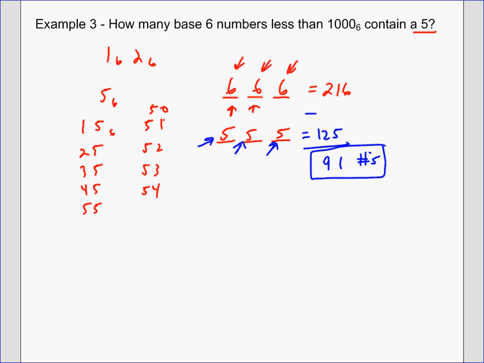Again, it's called complementary counting. How many total are there? How many don't have what you want? So how many contain a 5?